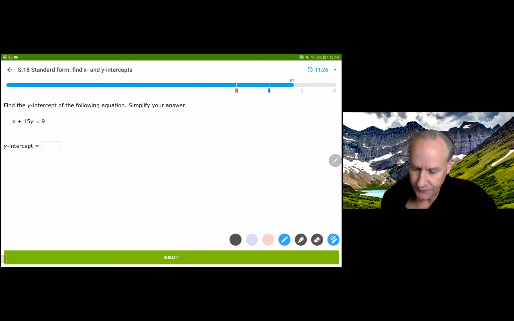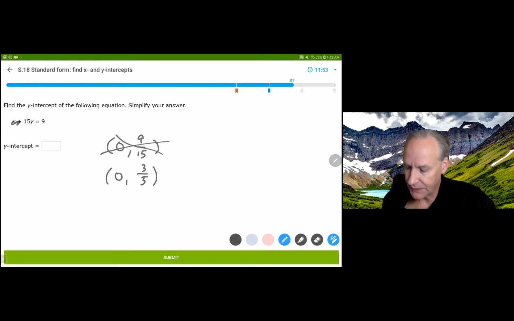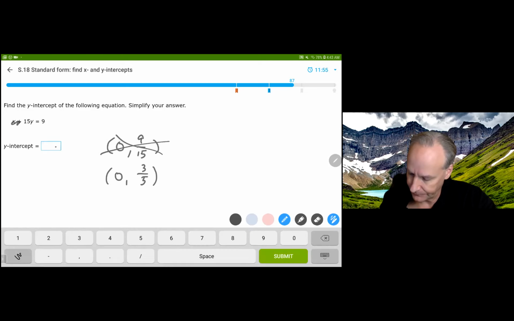The y-intercept is going to be 9/15. You do have to reduce your fractions in IXL in general. We're interested in what happens when x is 0, and we're going to get 9/15. This is a nice, easy, this is a point. You do have to reduce that to 3/5, okay? I know they're exactly the same thing. We just divided the numerator and denominator by 3, but you do have to reduce things.